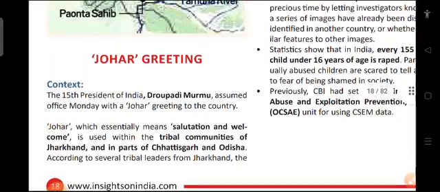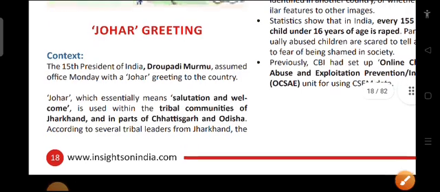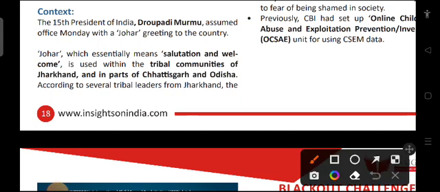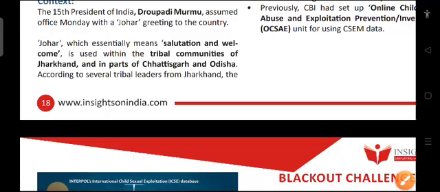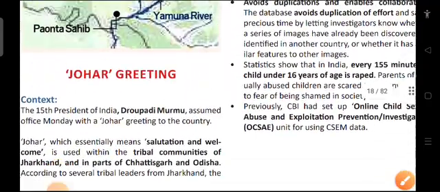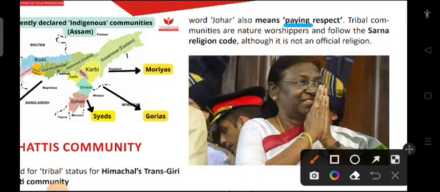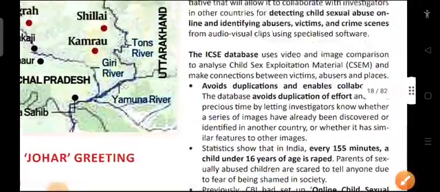Now next news is Johar greeting. What is the context? The 15th President of India, Draupadi Murmu, assumed office on Monday with a Johar greeting to the country. What is the Johar greeting? Johar essentially means salutation and welcome. This is about saluting and welcoming and is used within the tribal communities of Jharkhand and in parts of Chhattisgarh and Odisha. According to several tribal leaders from Jharkhand, the word Johar means paying respect. So she used this particular way of giving respect, salutation, which is called Johar in the Jharkhand area.